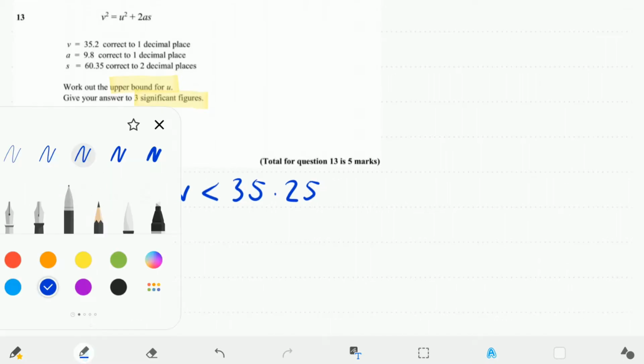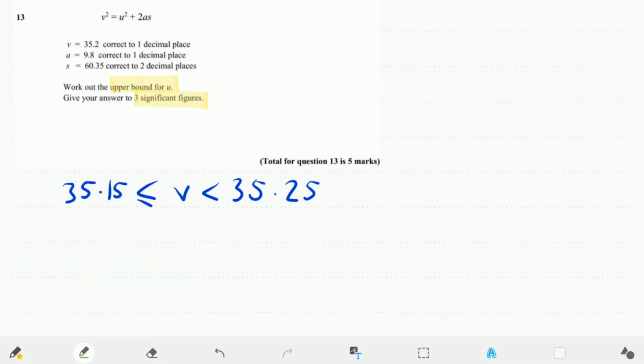The next number is our acceleration, which is 9.8. It's correct to 1 decimal place, which means our acceleration, the maximum value to 1 decimal place, can be 9.85. And our lowest value can be, our lower bound can be 9.75.